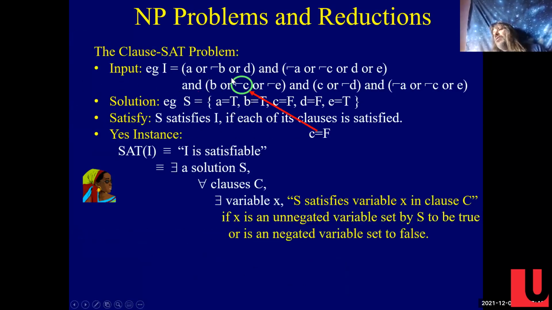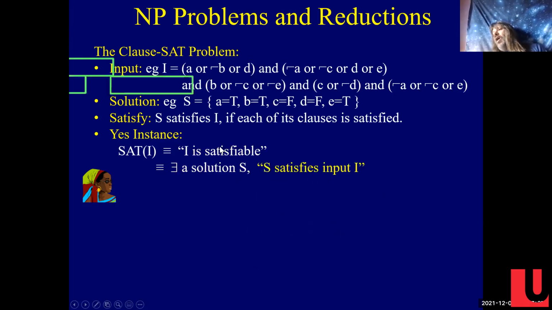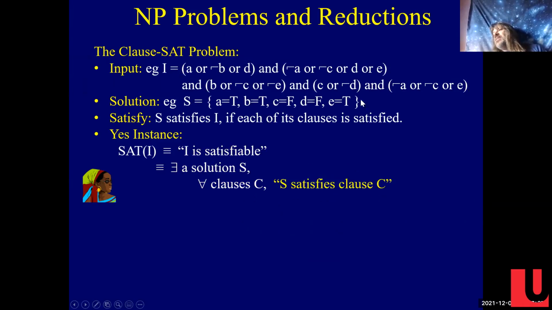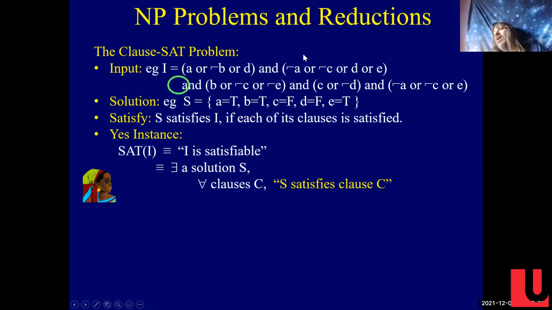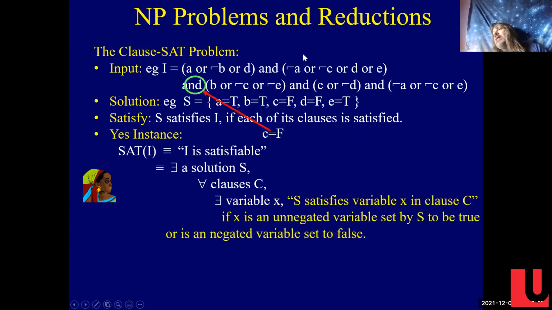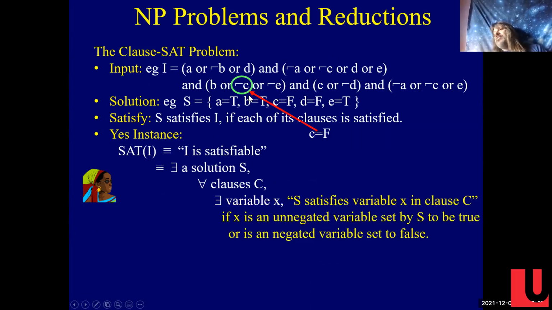Here's a clause, right? Why does this solution satisfy all these clauses, right? Well, why does it satisfy this clause? It satisfies this clause because there's a variable X, which in this case is C, that is negated in this clause, and we set the variable to false, right?